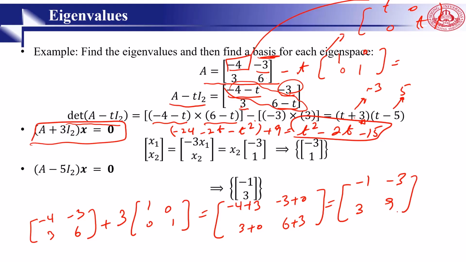Then we will find the reduced row echelon form. For example, R1 is equal to minus R1, giving 1, 3, 3, 9. Then R2 is equal to R2 minus 3 R1, which gives us 1, 3, and 0, 0, right? If you say R2 minus 3 R1.